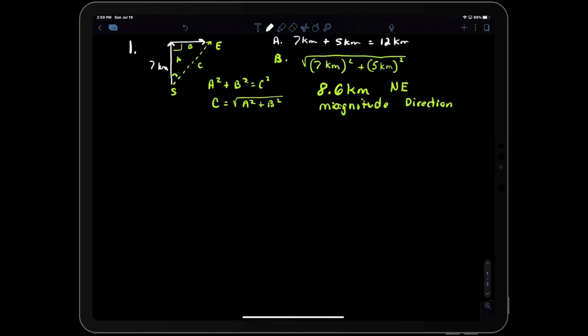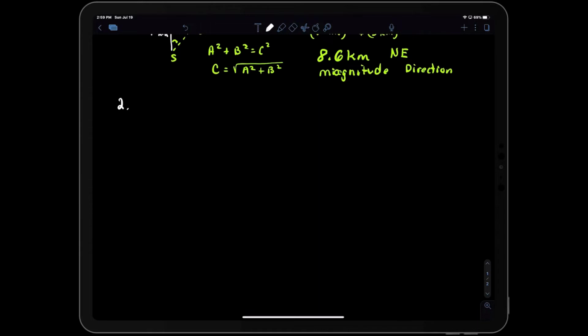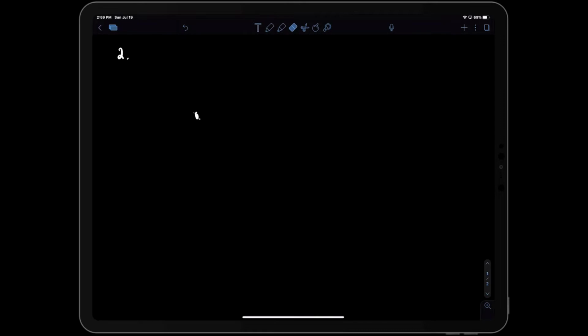Let's go to question 2. Question 2 reads, Anthony walks to the pizza place for lunch. He walked east 1 kilometer. So we're going to go east 1 kilometer. And then they go south 1 kilometer. So we'll have 1 kilometer here. And then they go east again 1 kilometer. So we have 1 kilometer here. Our questions are, what's the total distance that this person has walked?